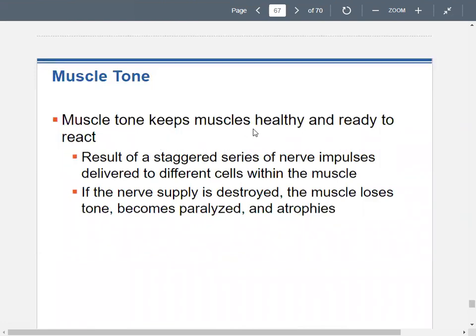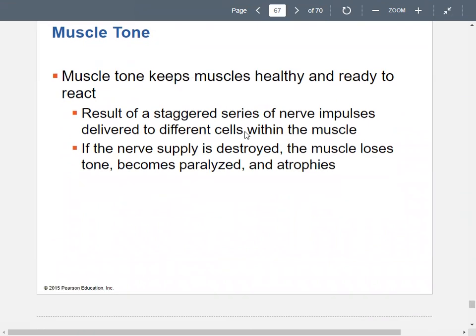Muscle tone is going to keep your muscles healthy and ready to react. It's a result of a staggered series of nerve impulses that are delivered to different cells in your muscle. That gives you muscle tone. And if your nerve supply gets damaged, your muscle is going to lose muscle tone. And it can become paralyzed, and it can also atrophy. Atrophy means decrease.